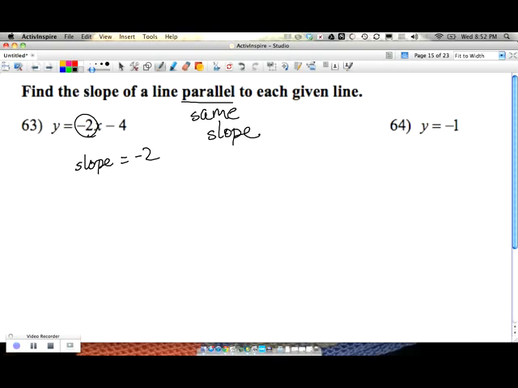For the next one, it's kind of different. If we're thinking y equals mx plus b, well, there's no x. In fact, it's a 0x. It's 0 times x minus 1. So b is really negative 1, but m is 0. So the slope is equal to 0.